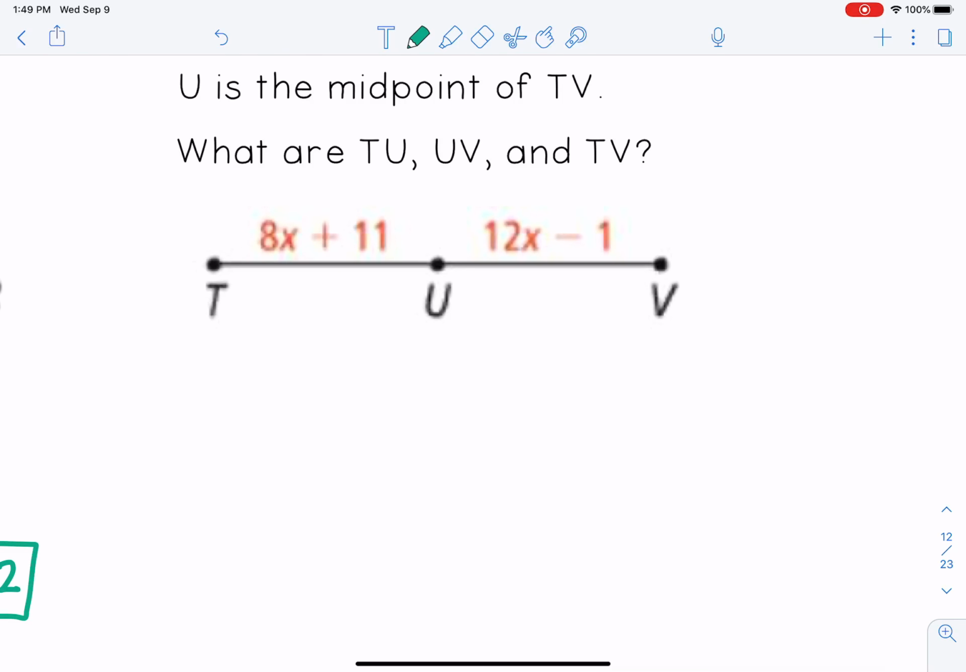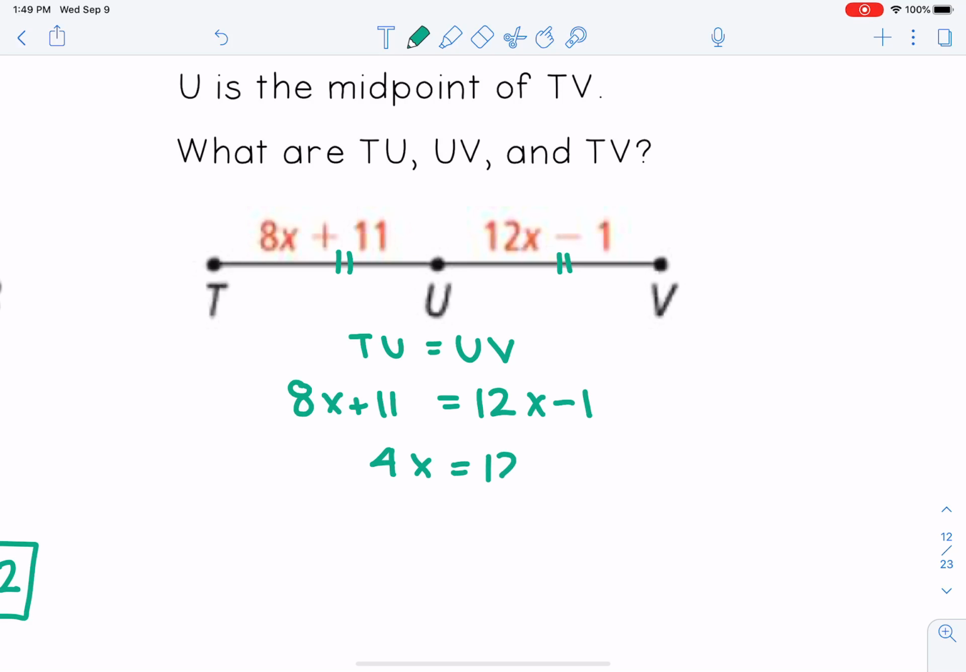Same problem on the next one. It says U is the midpoint of TV. At this point, I'm going to draw little tick marks to show these are equal. If they're equal, set them equal. So TU is equal to UV. So 8x plus 11 is equal to 12x minus 1. So 4x is equal to 12. So x is 3.